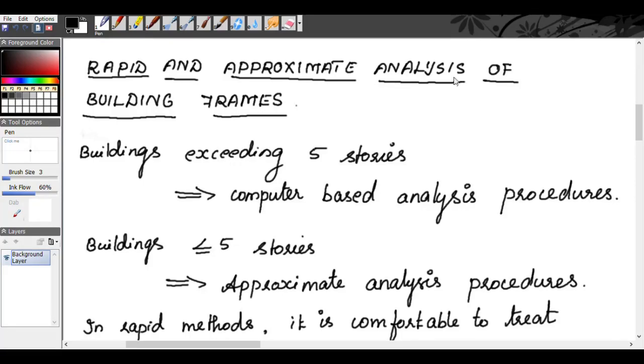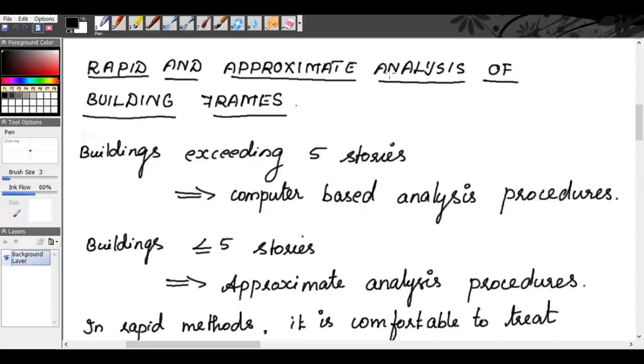Hello everybody. So today we are going to discuss rapid and approximate analysis of building frames. In the previous classes we have discussed the plastic analysis of structures. Today if we look around us, almost all the major buildings are framed structures.